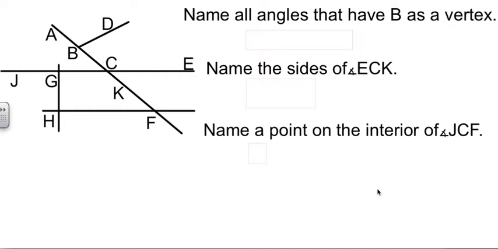So let's use some of these terms and see what we can do with them. They want us to name all the angles that have B as a vertex. Here's B. We have one angle here, ABD. And we have another angle, DB, and we can name any of these points along it. I went with the closest one, DBC. But you could also call it DBK or DBF, or you could go the other order. You could go FBD if you wanted to, as long as B is the middle.